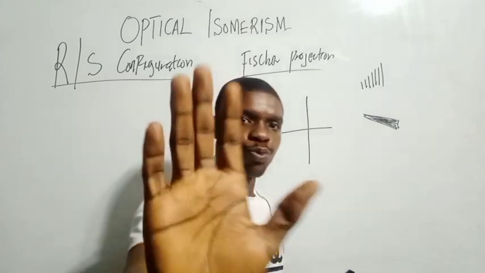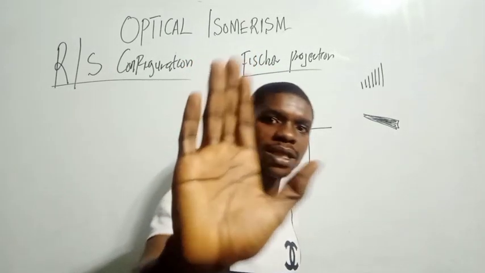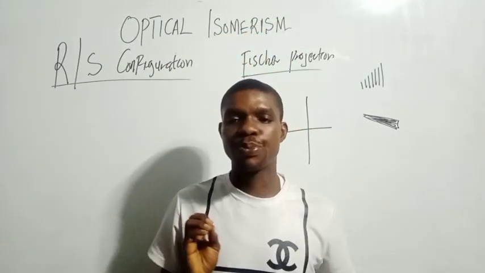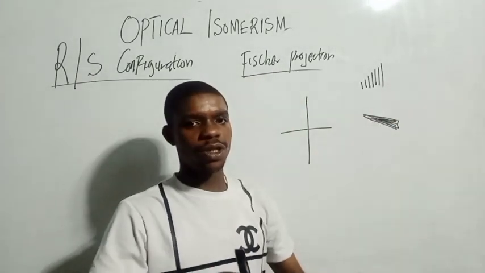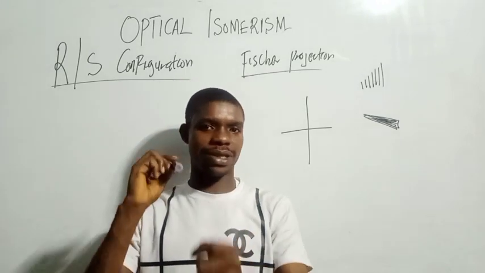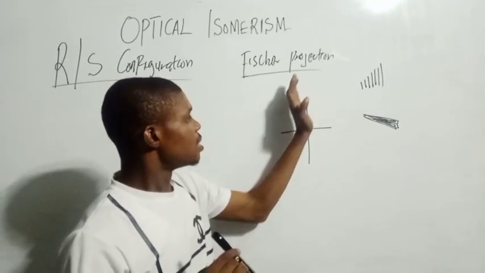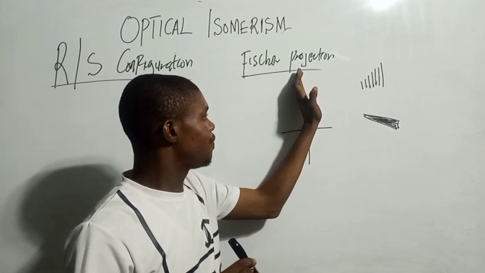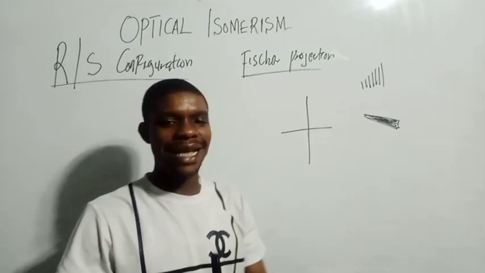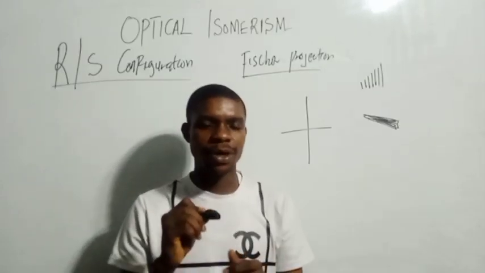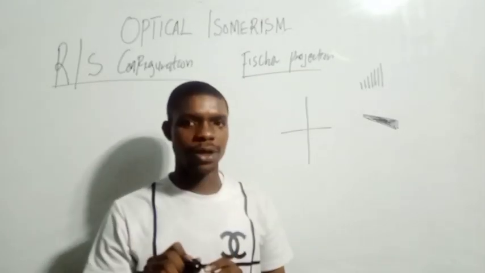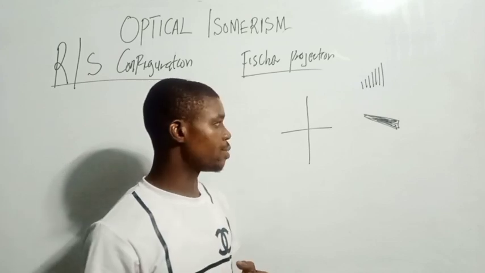Like I'm pointing towards the camera now. Do you get that? It's projecting towards the viewer. Now this one here means it is extending back. I can actually see it. Do you get that? Now the vertical line represents the bond that extends back, while the horizontal line represents the bond that extends towards the viewer, projecting out of the plane of the paper.